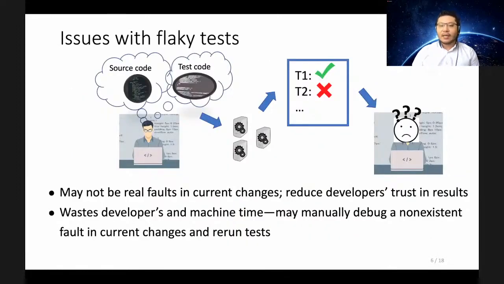That includes wasting the developer's time, in the sense that if a developer makes some recent change and a flaky test fails, they may think that it's because of their recent change. Because of that, they may spend time manually debugging a non-existent fault in their recent changes. And also just wasting machine resources to rerun the tests.